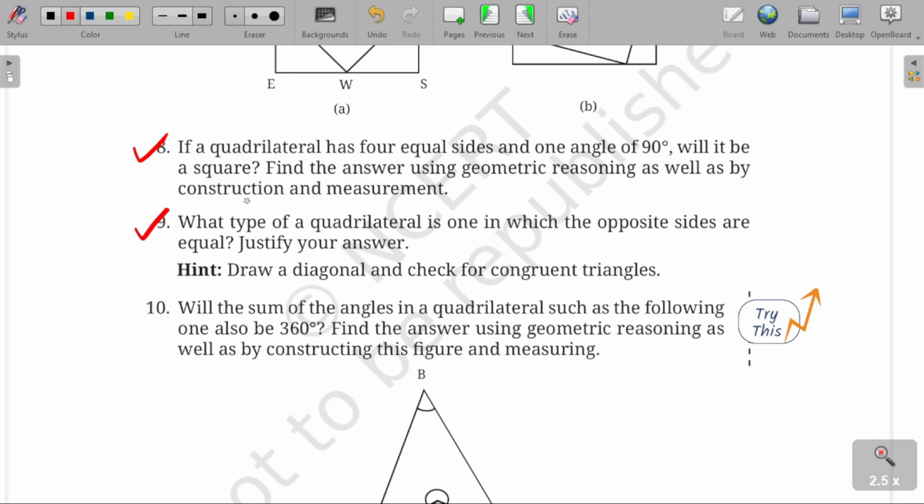Question number 9. What type of quadrilateral is one in which the opposite sides are equal? Justify your answer. Okay, where opposite sides are equal. So let's check it.